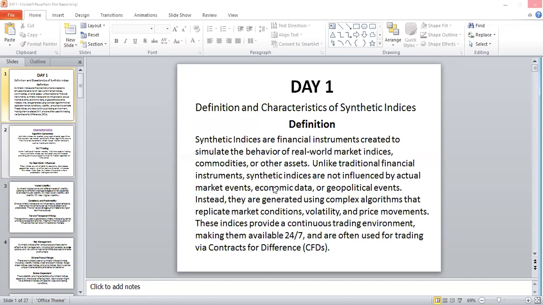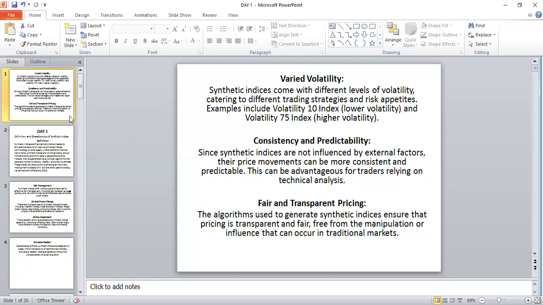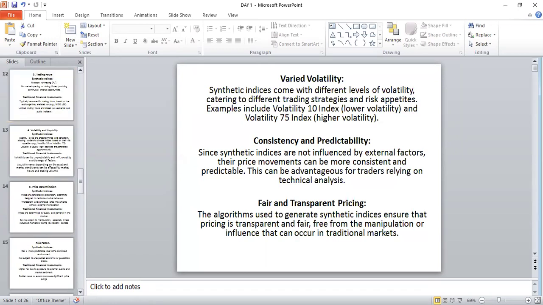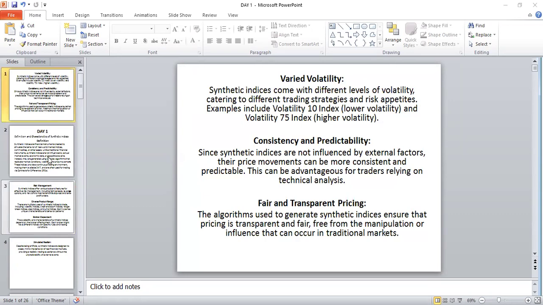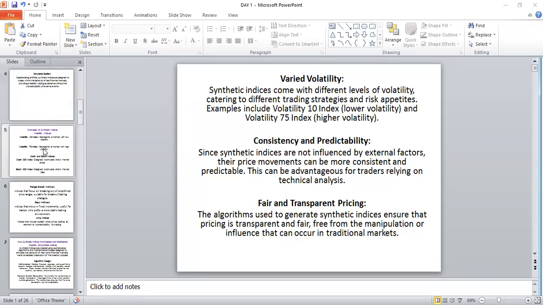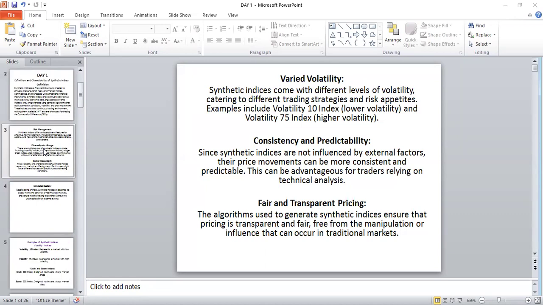Another condition we must look at is that they are traded 24/7. Synthetic indices are not like the financial markets, whereby you only trade at certain times. No, they are traded 24/7, and because they are traded 24/7, that really helps the condition of the market.